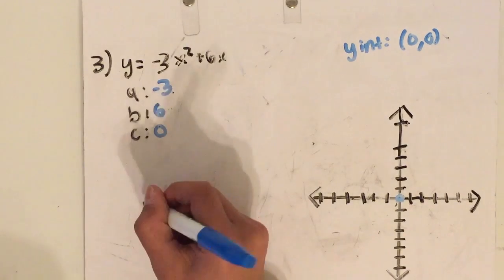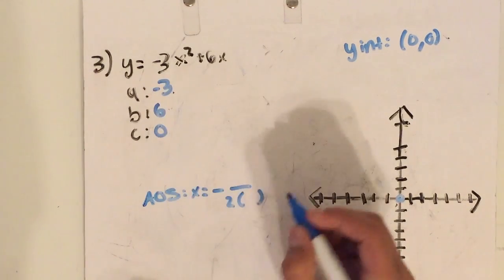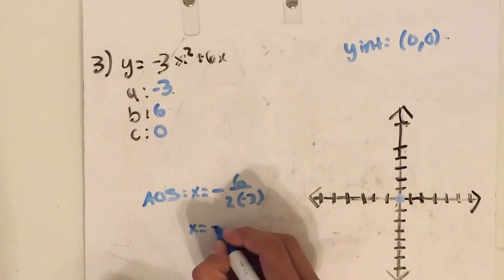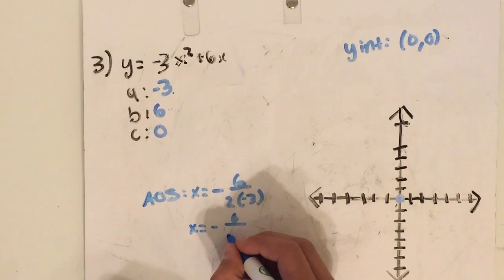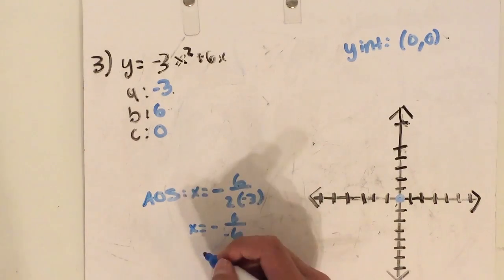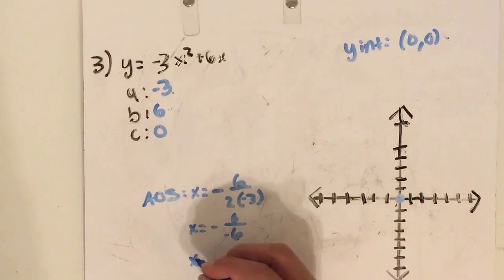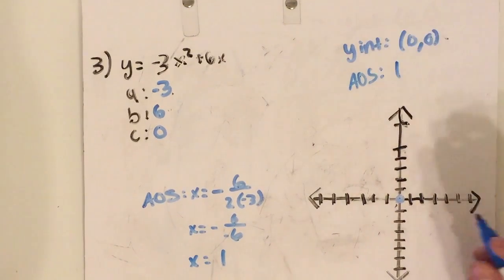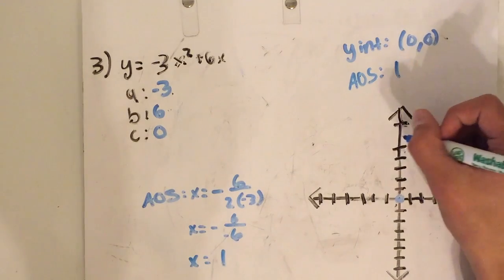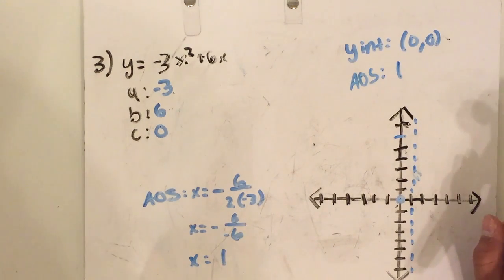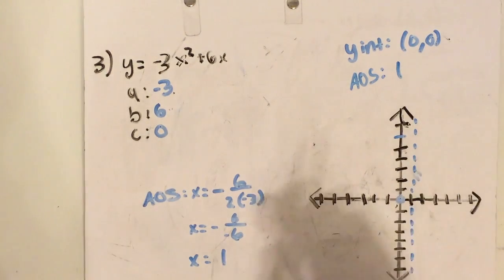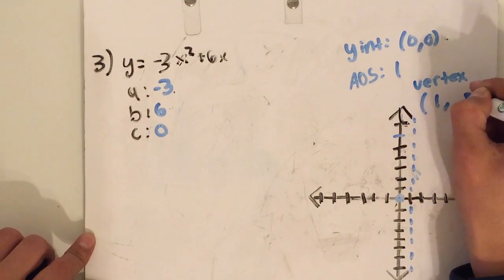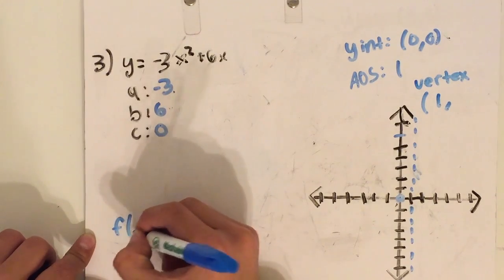So next we want to go ahead and find the AOS. And our a is a negative 3, so we'll just go ahead and put that in there. And our b is a 6. Negative 6 over negative 6. Our x is simply equal to 1. So our AOS is 1. So once we have our AOS is 1, we can go ahead and start finding the vertex. Vertex is going to be 1, and then f of the AOS.